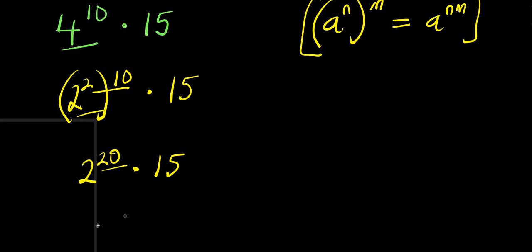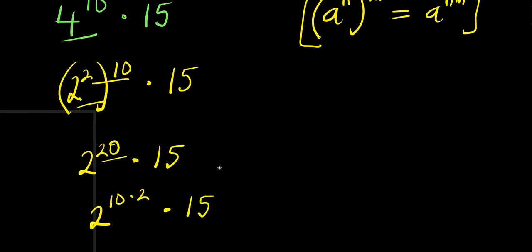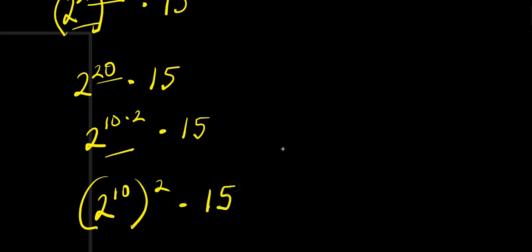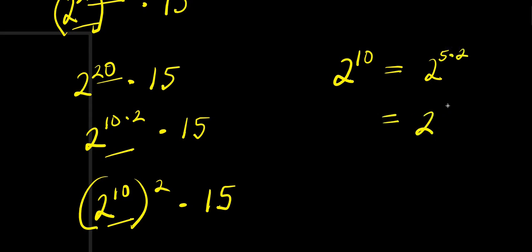So this we can as well express as 2 power 10 times 2, that is 20, times 15. And we can express this as 2 power 10 all to the power of 2 times 15. So finding the value of 2 power 10, 2 power 10 is just like writing 2 power 5 times 2, which simply means 2 power 5 to the power of 2. And 2 power 5 is what? 32. 32 power 2. This is 32 times 32.